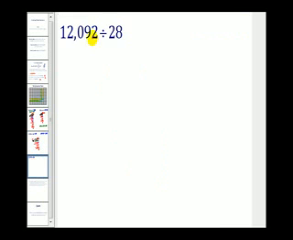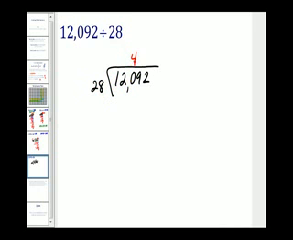Here we have 12,092 divided by 28. So we start working with the left digits of the dividend. We start with 1, that's not big enough. 12, not big enough. So then we consider 120. How many 28s are there in 120? Again, not an easy question to answer, so let's think of this as 30 and think of this as 120. I know there are 4 30s in 120, so let's try 4.